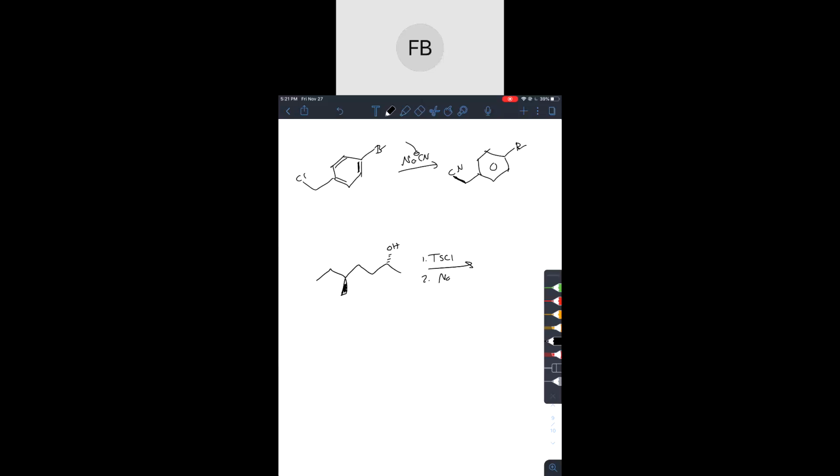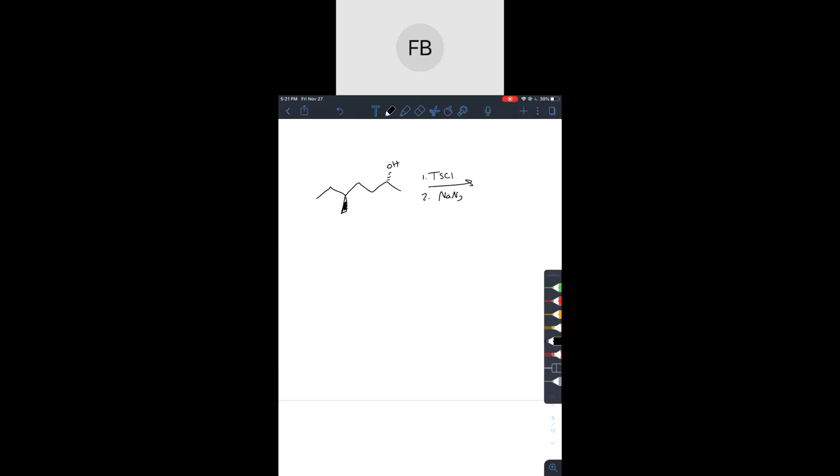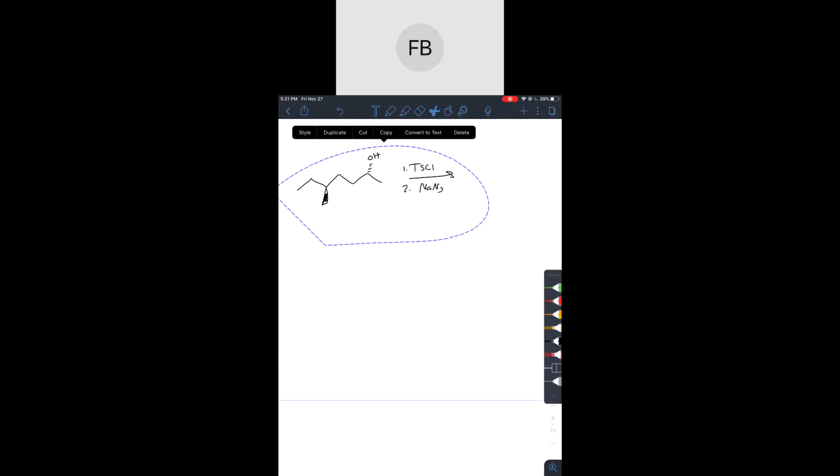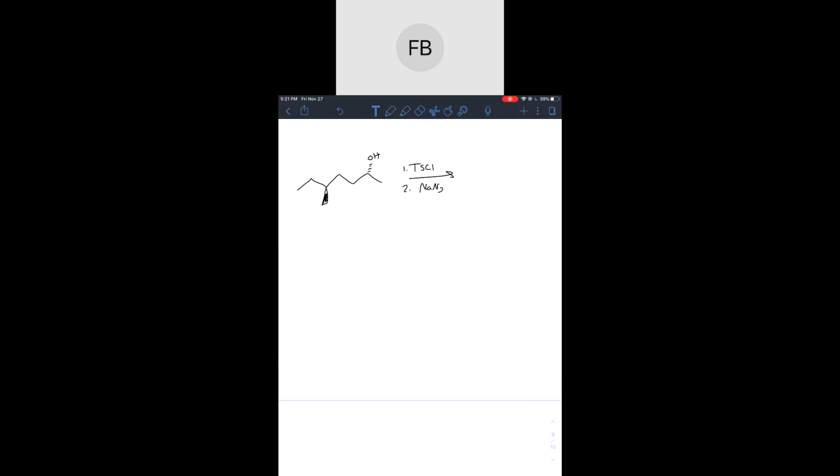From what we know, TsCl is a good way to start protonating an OH. If you want to protonate an OH, it's always good to use TsCl, because you can form this, the same thing, but instead it's OTs now. And then with the NaN3, the N3 is just going to come attack that like a nucleophile. So we got that.